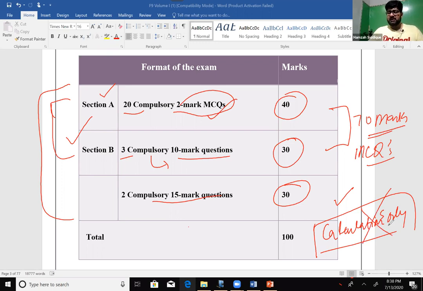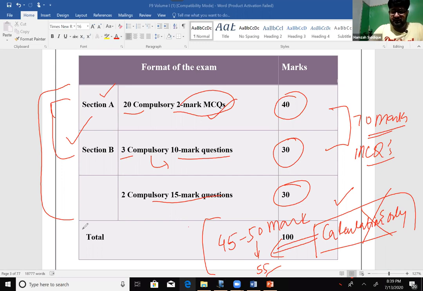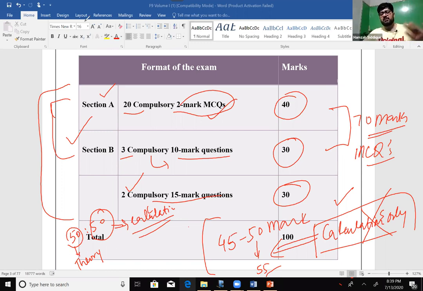If you do only calculation, you will be able to solve a 45 to 50 mark paper, maximum in any case 55 marks. If you pick the last four attempts of the F9 paper, you will come across the fact that the paper is like a 50-50 ratio of MCQs and MTQs, even the third part is on theory, discursive, not calculation. Some concepts have been tested in the MCQs, and the remaining is calculation. So if you are preparing only calculation, it means you are going to prepare for failure. Unfortunately, it is happening.